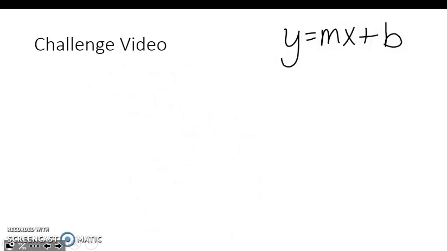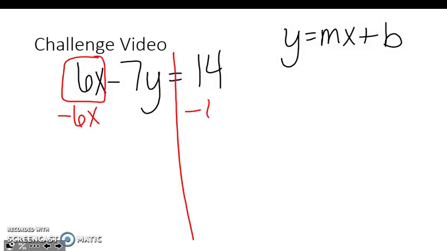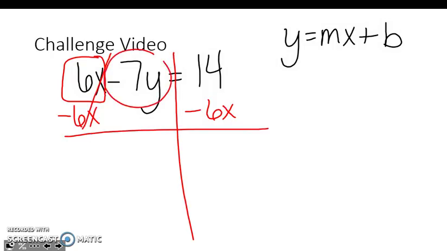All right, so this is just like solving equations. The only thing different is we're not going to figure out what the variables actually stand for. We just need to get the y by itself. So we're going to take this 6x, it's positive, so we're going to subtract it. Now you have to be careful here because this is a negative 7y, so you still have to bring that negative down with that y. Negative 6x plus 14.